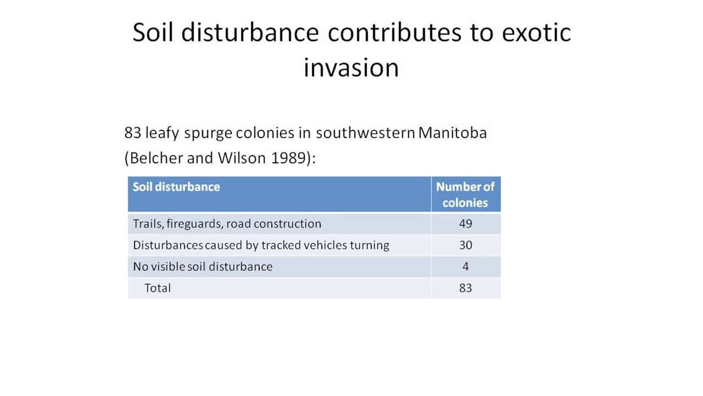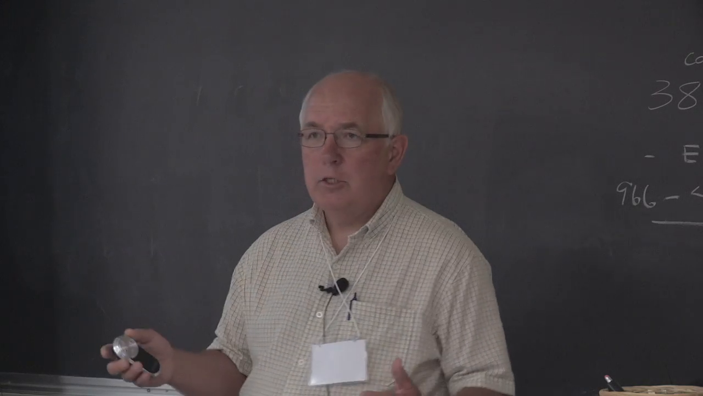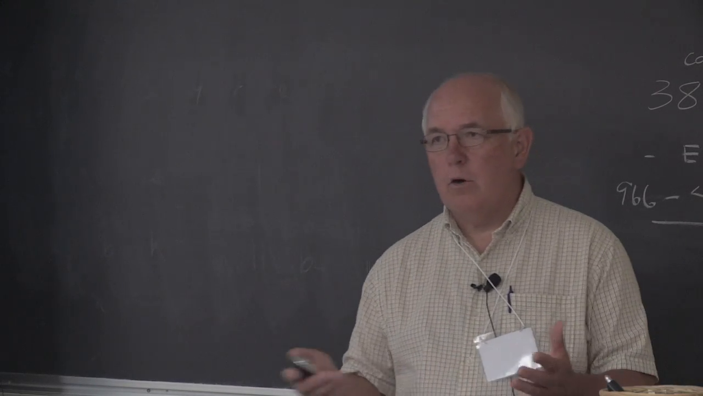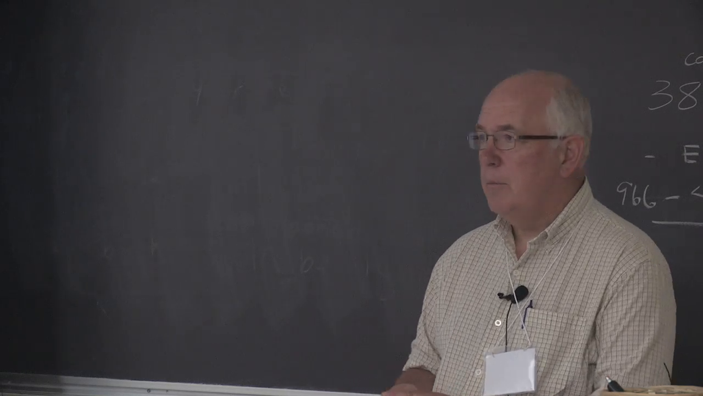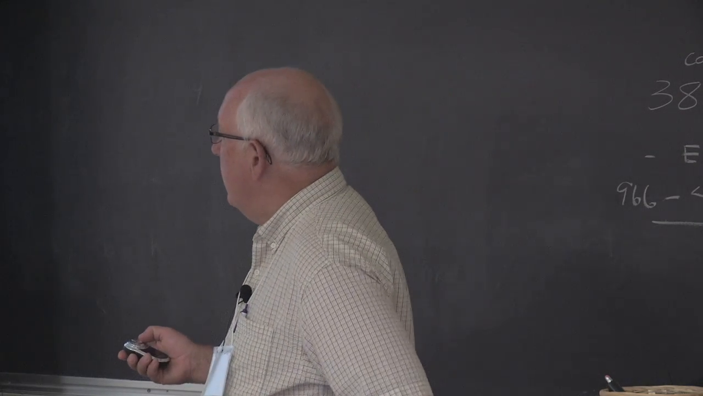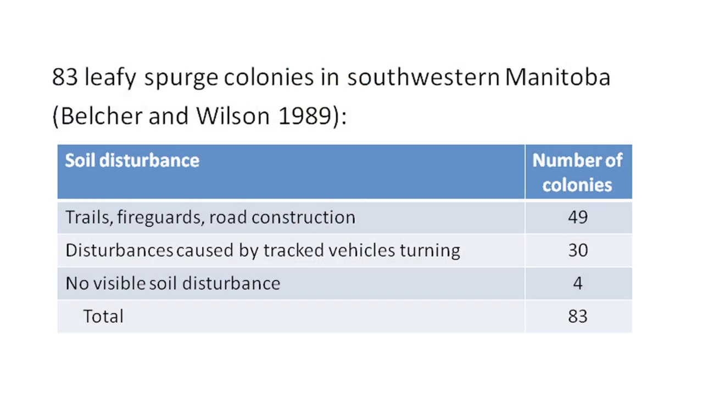Okay. Fragmentation contributes to exotic invasion, and soil disturbance does as well. This is a study done by Joyce Belcher in southern Manitoba, and they're looking at leafy spurge patches. Now, leafy spurge, of course, is one of our worst exotic invaders in the prairie ecozone. And they found, I guess, 83 individual patches of leafy spurge. More than half of these were associated with trails or fire guards or other linear disturbances.